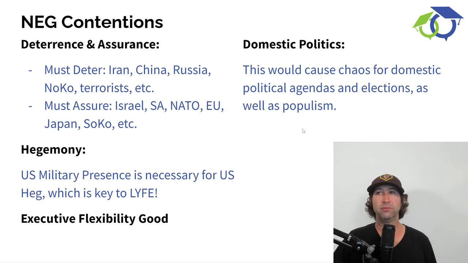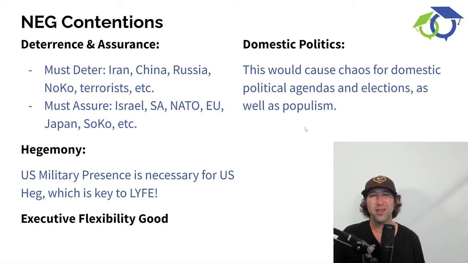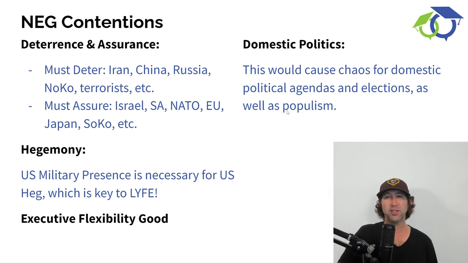Neg contentions. This is a lot less. The neg side of this topic is kind of hard. Now, there's some really good arguments, but there's less varieties. So, the biggest category of arguments against this are going to be the deterrences and the assurances. Basically, our military presence in that region is necessary to deter aggressors. So we got to have our troops, we got to have our personnel, we got to have our weapons there so that they can scare other people who want to do us harm.